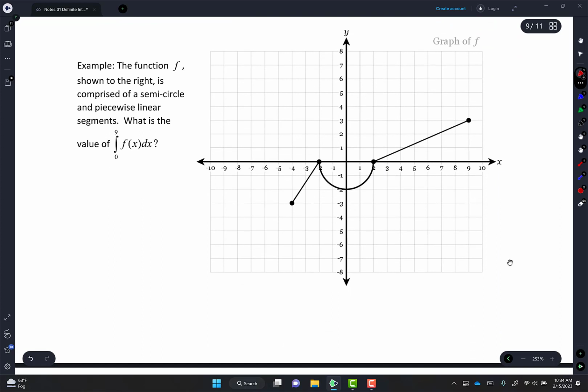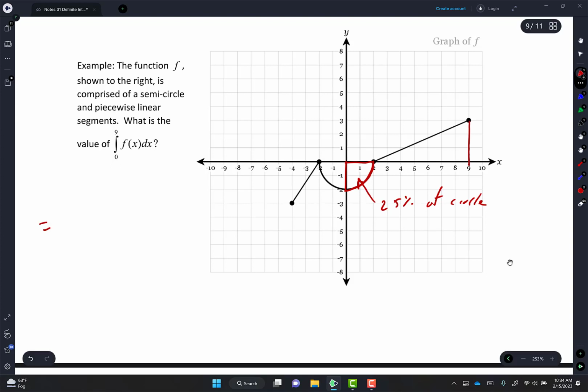All right, 0 to 9. The function f shown on the right is comprised of a semicircle. All right, I love semicircles. So from 0 to 2, that's a quarter of a circle. And that's going to be negative. And then from, yeah, that little part, look, this. Oh, I thought you meant the whole thing. And then from 2 to 9, that's a triangle.